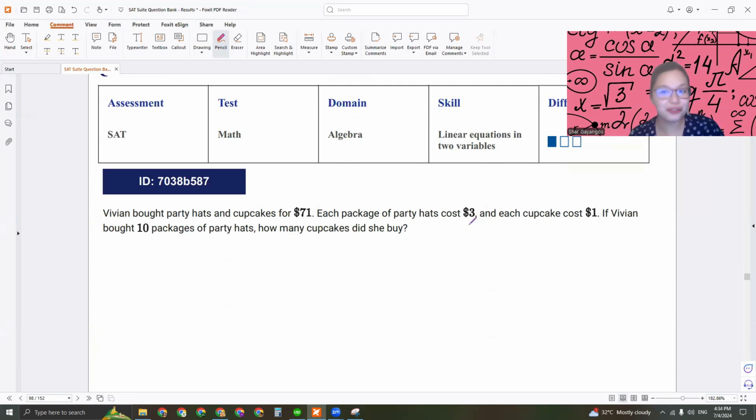So be very careful with questions like this, okay? Vivian bought party hats and cupcakes for $71. Each package of party hats costs $3 and each cupcake costs $1. If Vivian bought 10 packages of party hats, how many cupcakes did she buy?